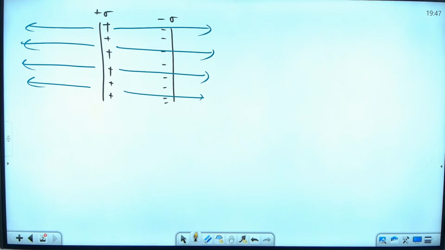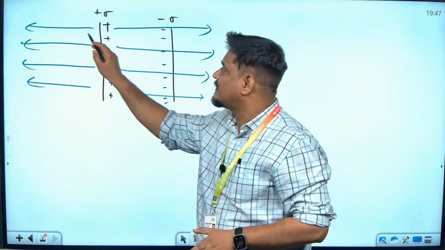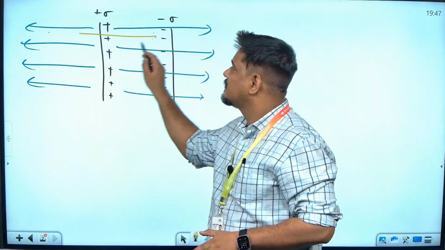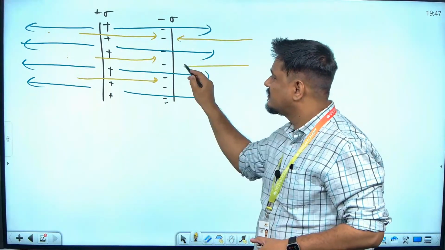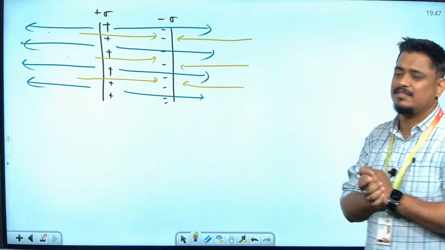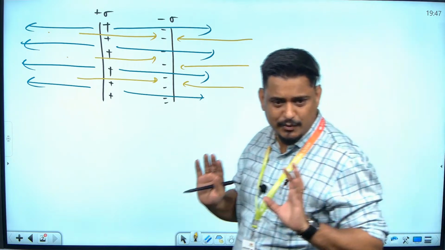Very good. So negatively charged plate, the direction of electric field will be something like this. Do you agree with me? Negatively charged plate, the electric field is towards the plate. Positively charged plate, the electric field is away from the plate. I hope you accept this. Very basic thing I have told.